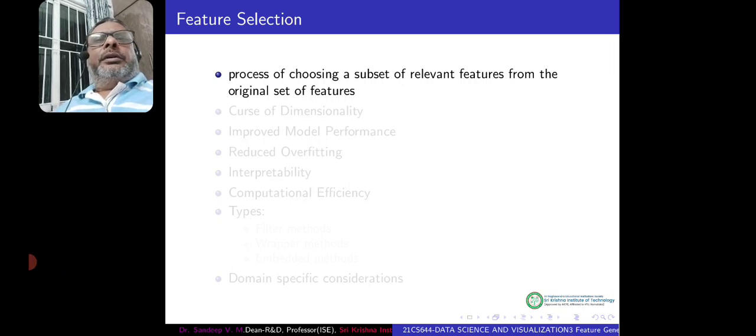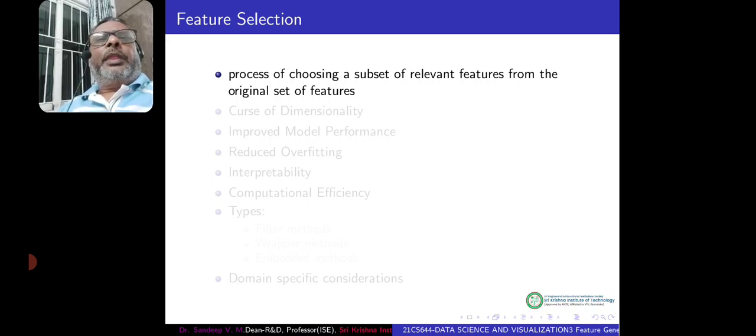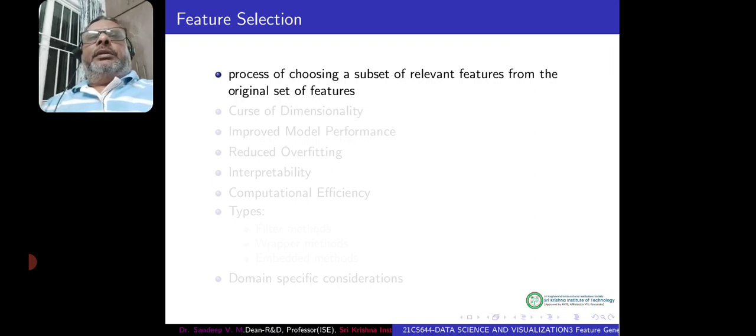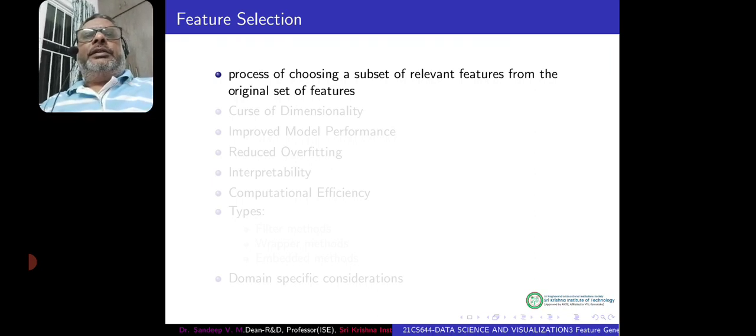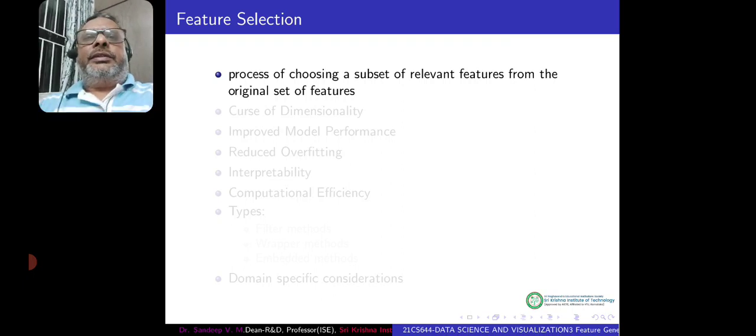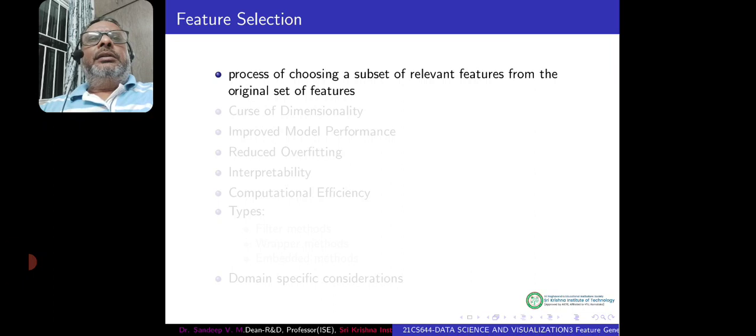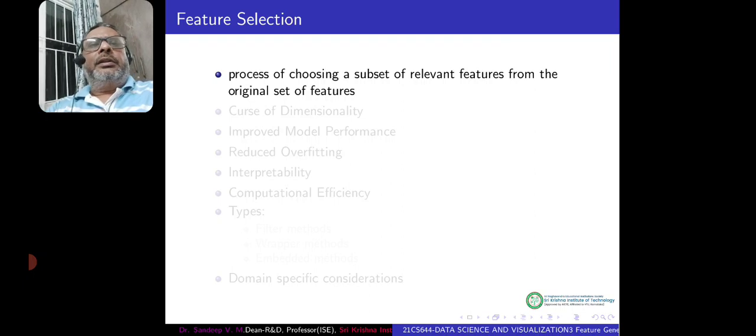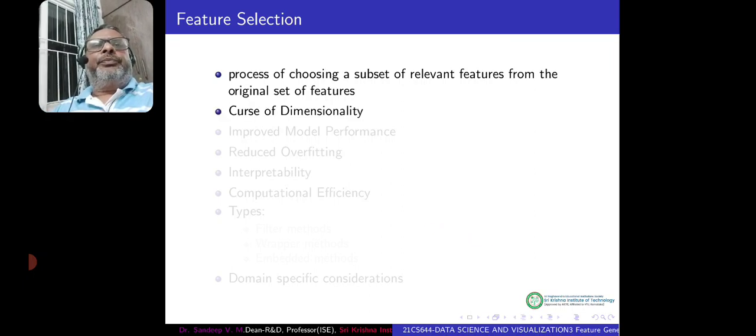Let's continue our discussion on the third unit, after looking at feature extraction and feature generation. Now let's look at what would happen if our data set does have unnecessary features. Then we need to choose a subset of relevant features from the original set of features.